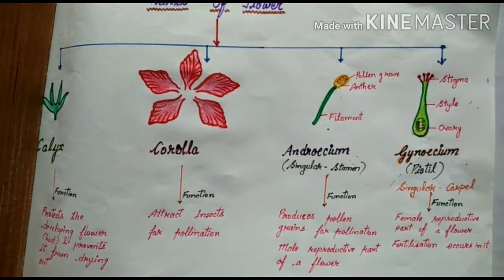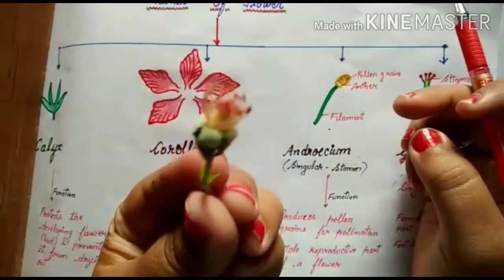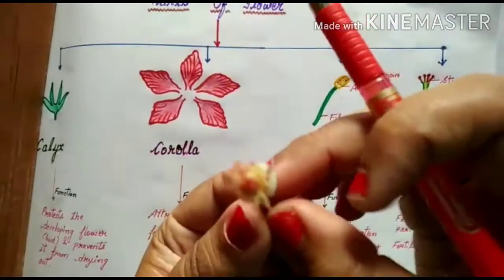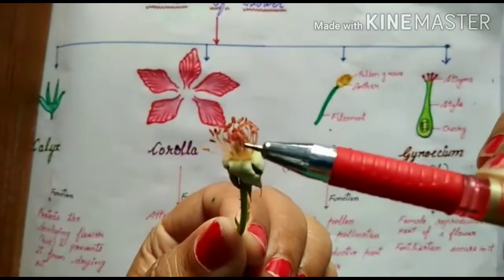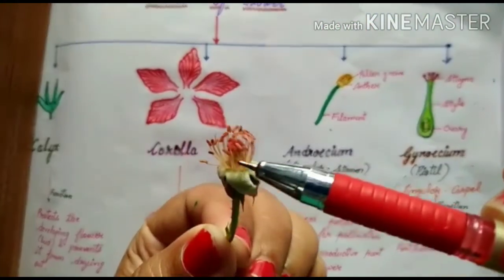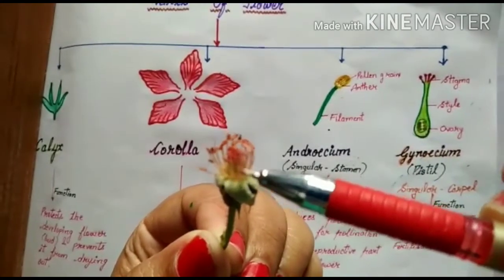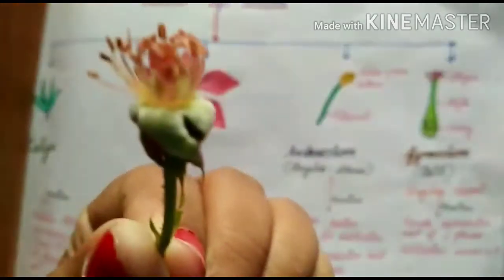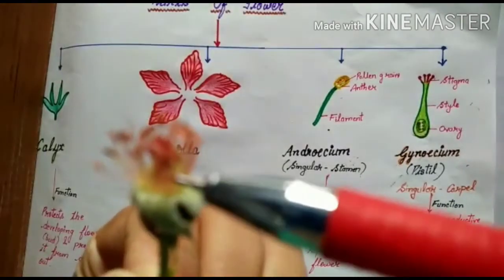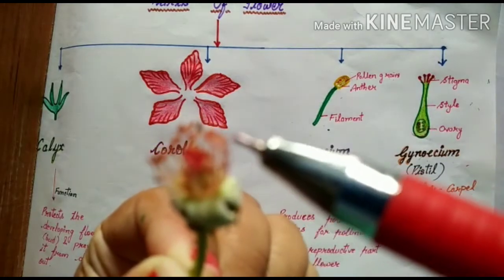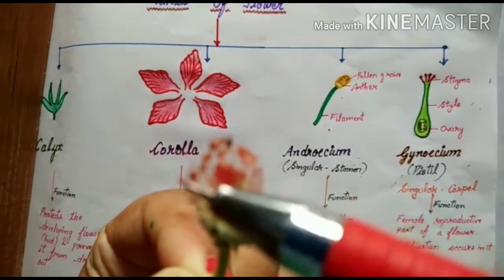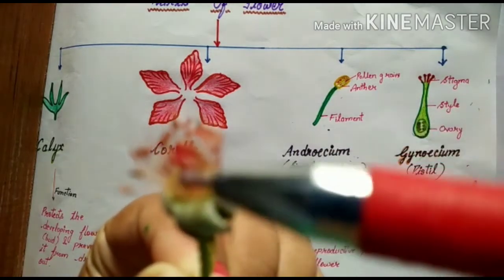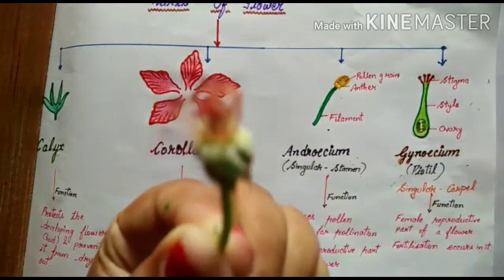You can see it in this flower of rose. I removed the petals of this flower. See, these are the structures of stamens. These thread-like structures are called filament, and the upper swollen structure is known as anther. And this anther contains pollen grains.